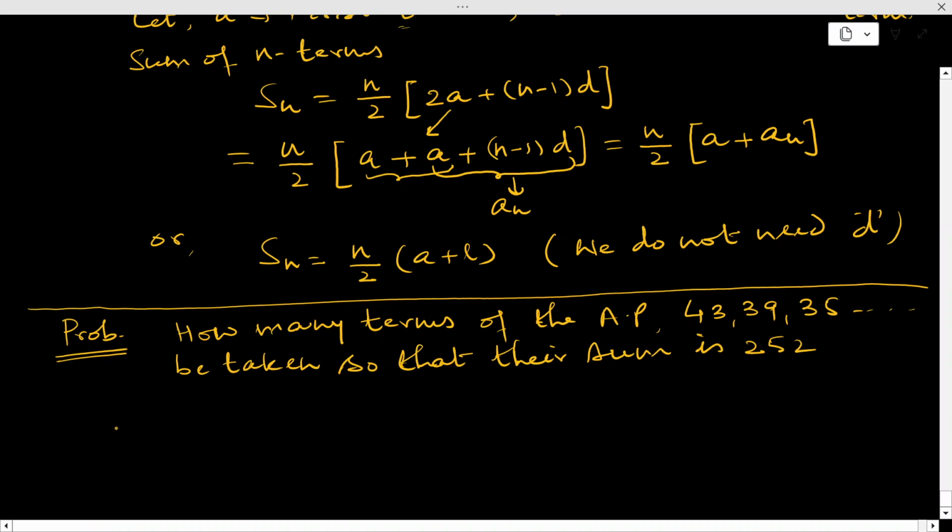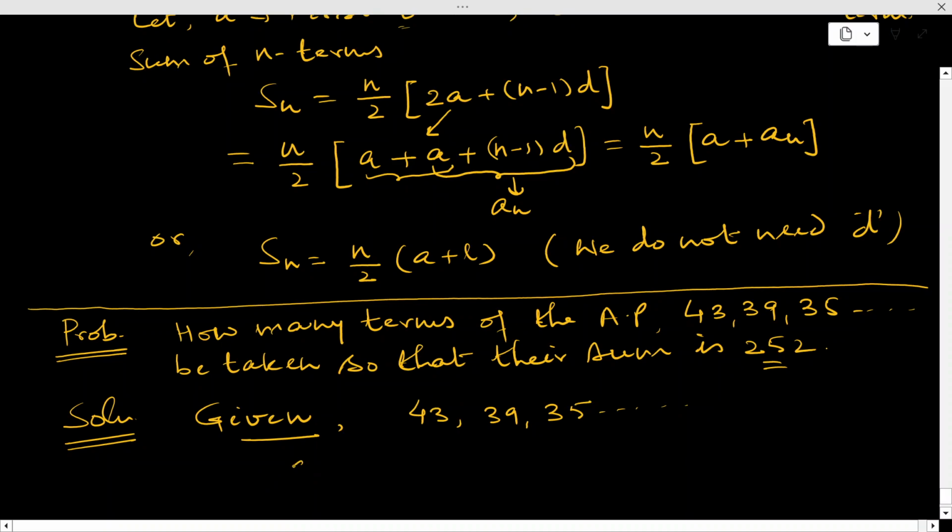In fact, this is a different type of problem where you are already provided with the sum and you have to find the number of terms which have been added to get this sum. So let us begin with the solution. We have to begin with the given information. We are given this AP as 43, 39, 35 and so on.